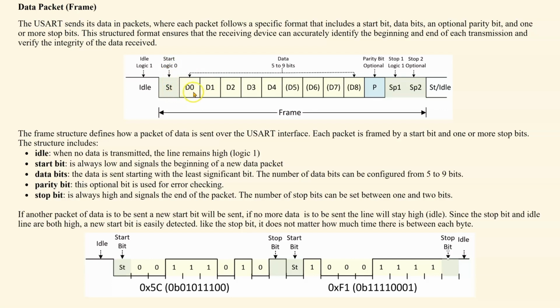Then we have the data bits, starting with the least significant bit, and we can have between 5 to 9 bits. Then we have an optional parity bit, and then we can have either 1 or 2 stop bits. Then we will either go back to a start bit if we're sending more data, or go to idle if we have finished sending the data. So we can see here the idle is always high, the start bit is always low, stop bit is always high.